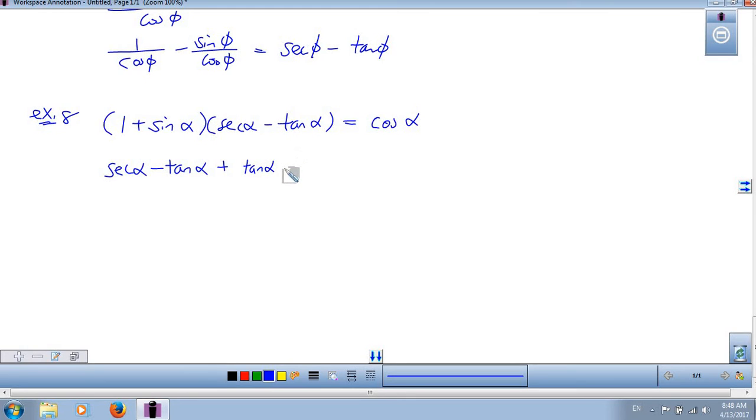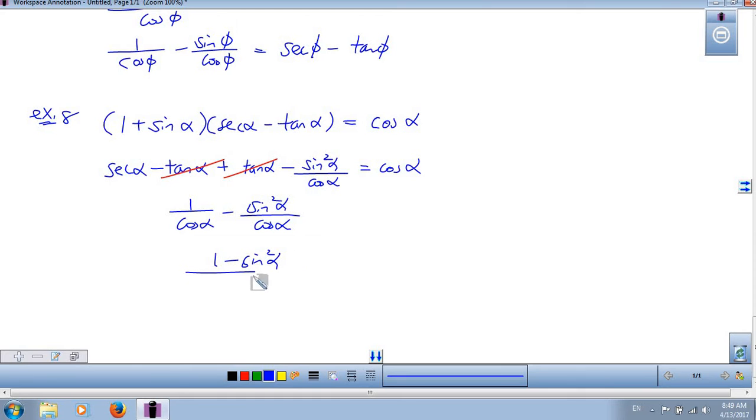And then sine times tangent is sine squared alpha over cosine alpha. You can see that tangent minus tangent cancels out, so that takes care of one problem. Secant is 1 over cosine alpha, minus sine squared alpha divided by cosine alpha. So 1 minus sine squared alpha over cosine alpha, and 1 minus sine squared alpha is equal to cosine squared alpha. So cosine squared alpha divided by cosine alpha is equal to cosine alpha. That's good.